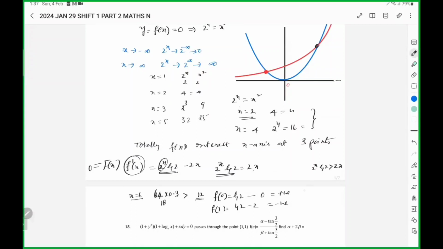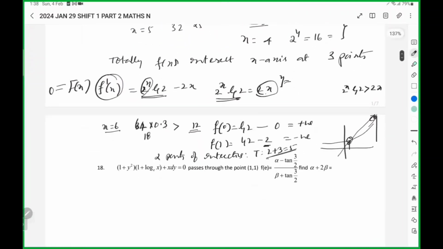That means the line dominates here. This is the line y equal to 2x. Right? The line dominates the curve, a line like this, till a certain region. Like this, one more point: f of 2 and f of 3, you find one positive, one negative. So you get 2 points of intersection. So that means total points 2 plus 3, there are 5 points of intersection.